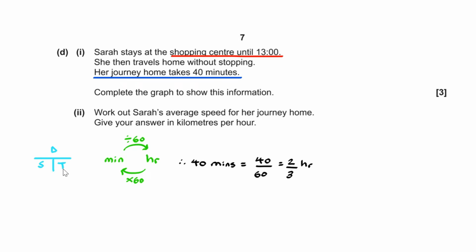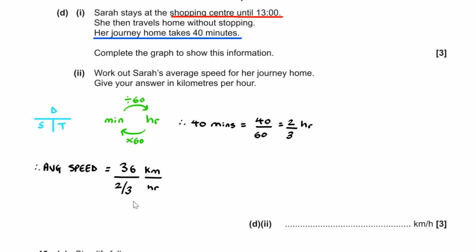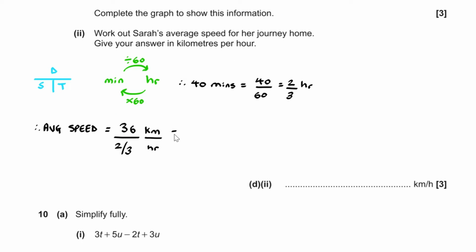So we've got the distance, we've got the time, we can therefore work out the average speed. For the average speed, we have the distance 36 divided by 2/3. And of course here we've got kilometers per hour. And now we need to work out 36 divided by 2/3. Well, this is the same as 36 kilometers times by 3/2. And then obviously we've got 1/hour.